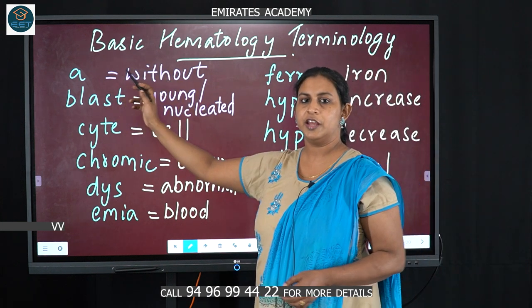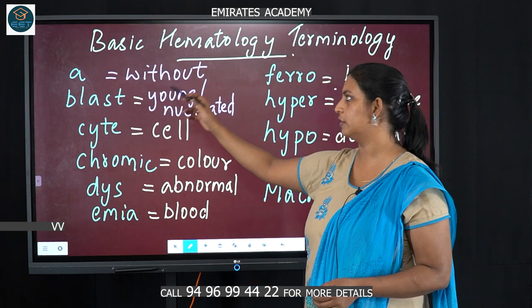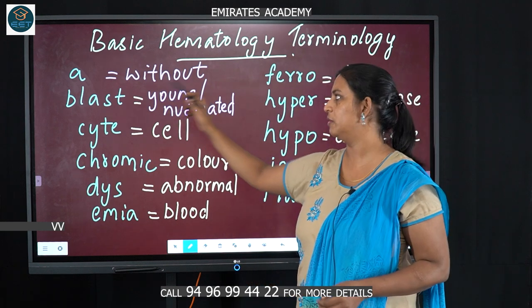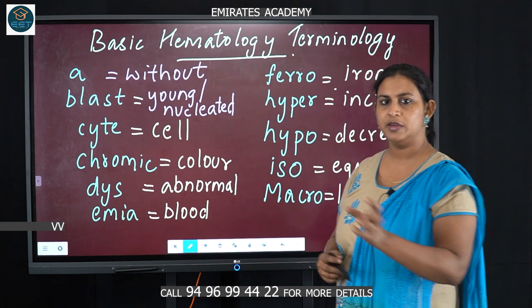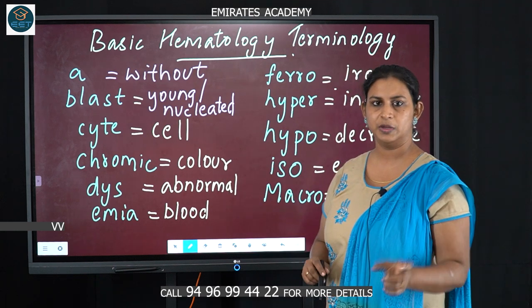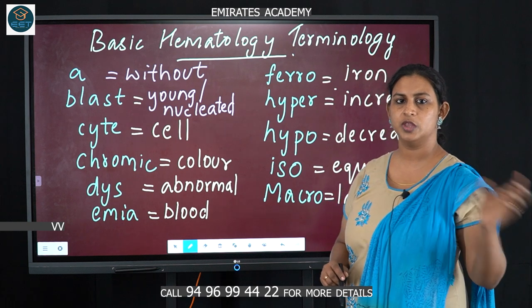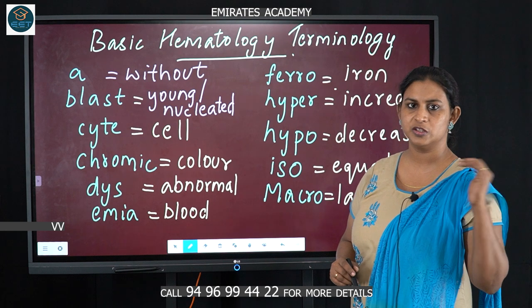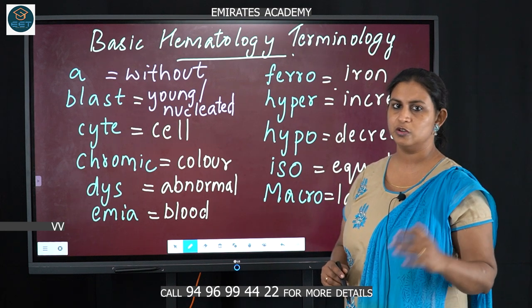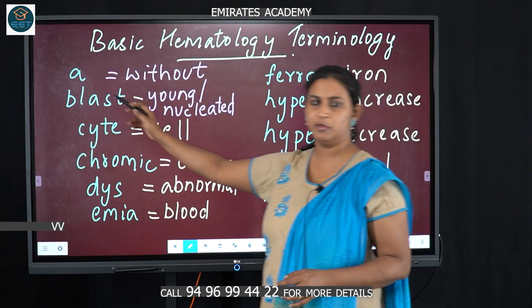Adding an A before a term would mean that there is an absence. So A means without. For example, anemia, okay? Emia will come later, we'll see that it means blood. So anemia means without blood. That means the blood content or the hemoglobin content of the person is extremely low, okay? So that is A. A means without.